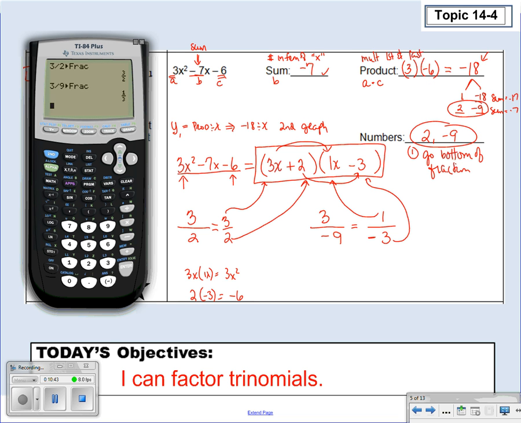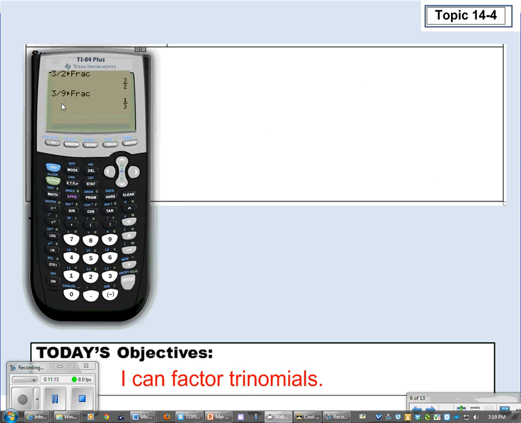So let's recall what we did. First, we had to determine what the sum and the product were. Then we had to find the two numbers that will give us that sum and product. We used those two numbers and put them in the bottom of our fraction. And then we used the number in front of x squared to go in the top of the fraction. And then we reduced the fractions and used the reduced fractions to create our factors. So I've said it, now we're going to write it in our summary.